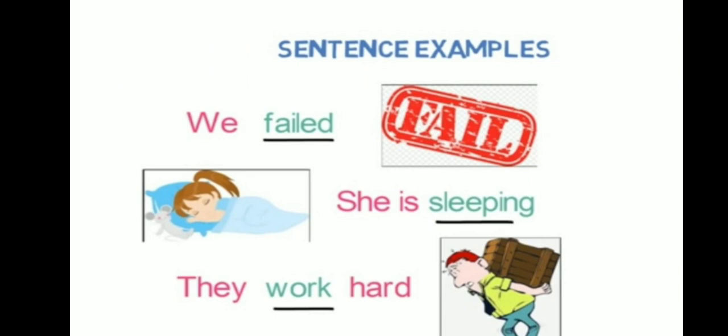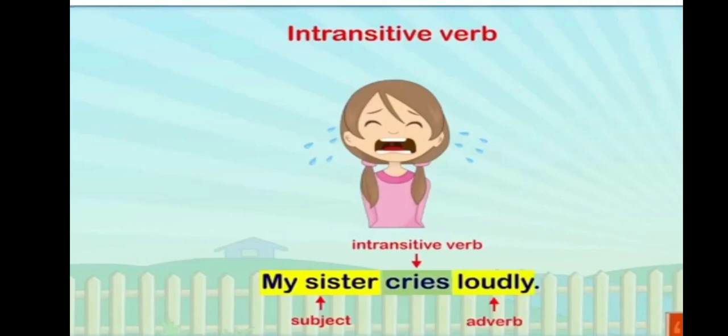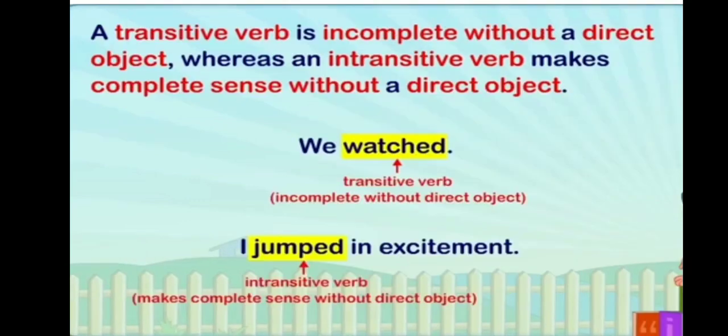They work hard. Work is a verb and hard is an adverb. So work is an intransitive verb. One more example. My sister cries loudly. Here my sister is the subject and cries is the verb. It is an intransitive verb because it doesn't require any object to complete its sense. Loudly is an adverb. So the verb cries is an intransitive verb.